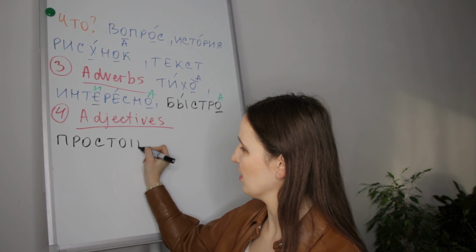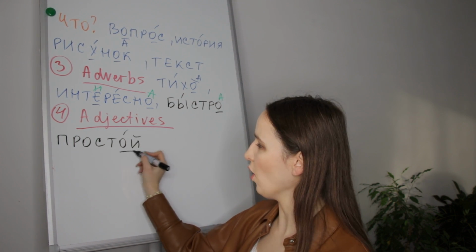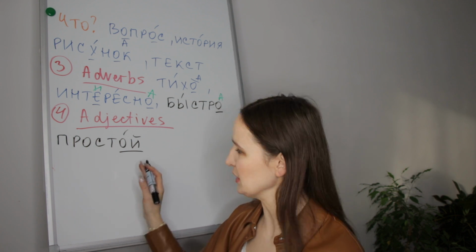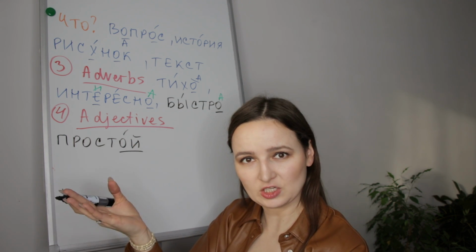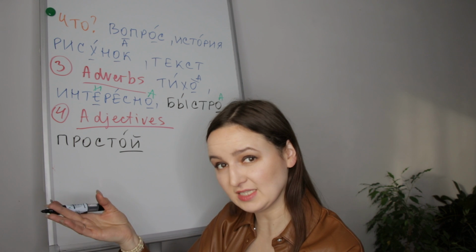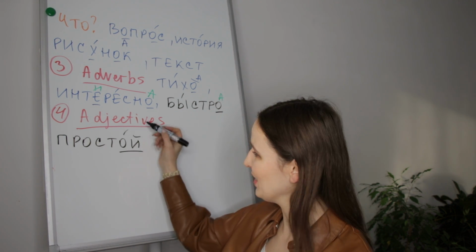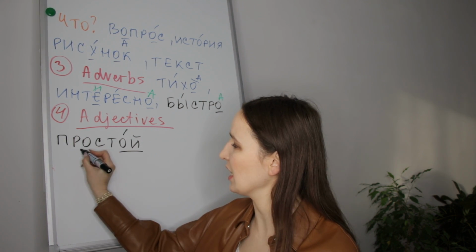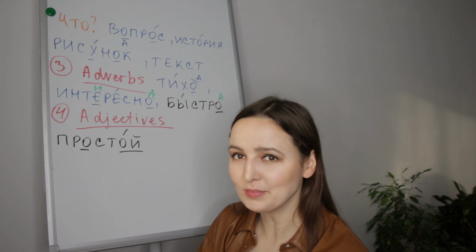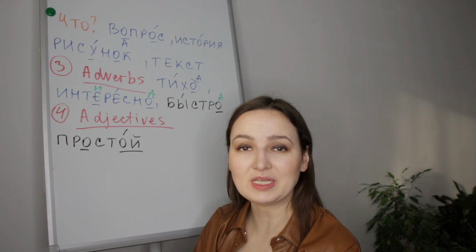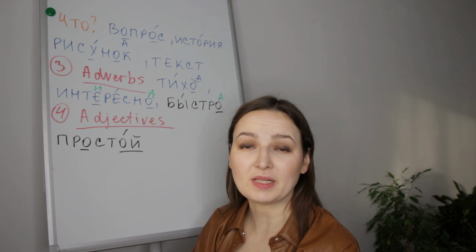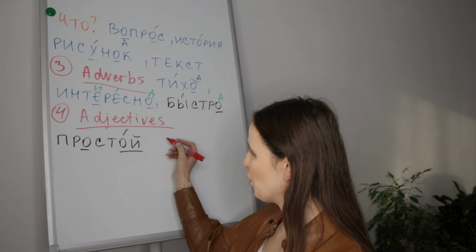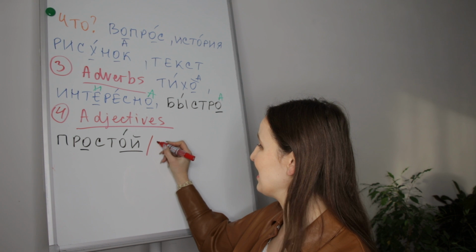Простой. Ой is a common ending for masculine adjectives. Adjective will be followed by a noun in masculine because we have ой ending, and it's stressed here. Again, O will be pronounced as A because it's not stressed. Простой means simple. To make it feminine, we will replace ой with ая.